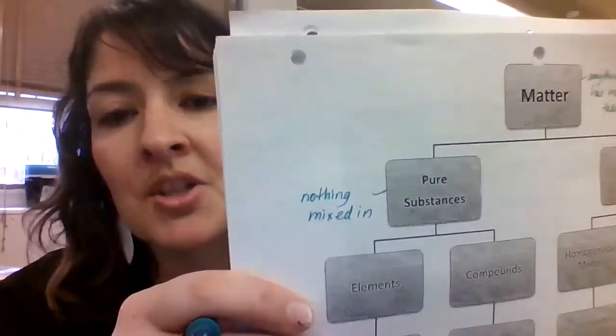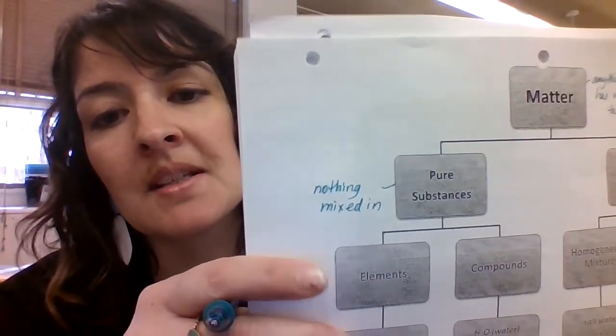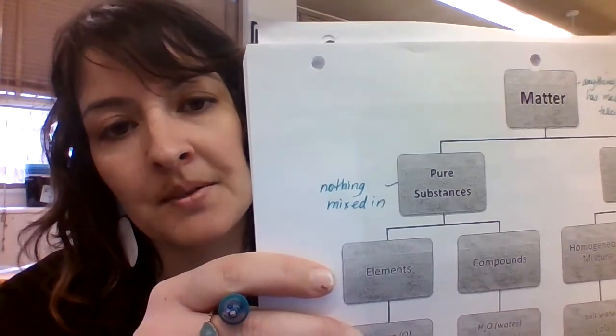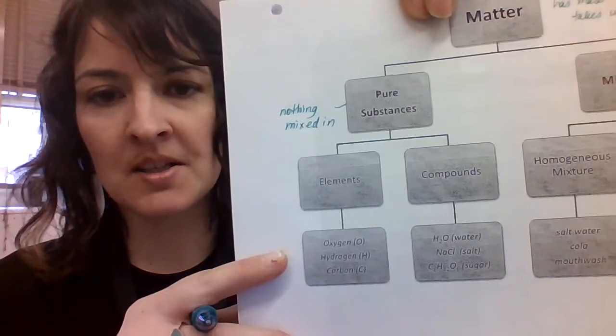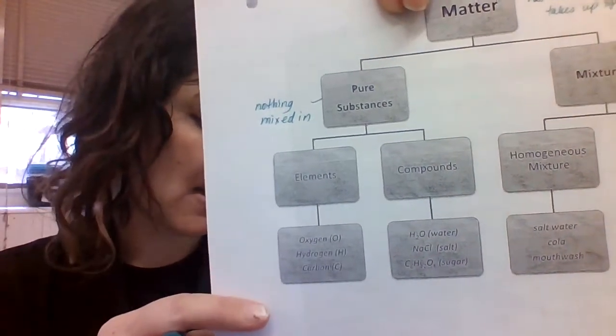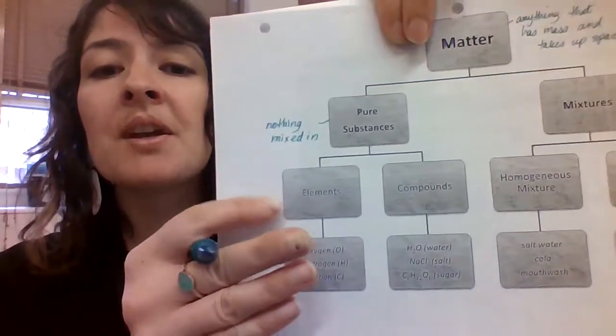And when we did our worksheet, we had two different kinds of pure substances. We had elements and compounds. So elements would be like, you have some examples down here, oxygen, hydrogen, carbon. They're from the periodic table.